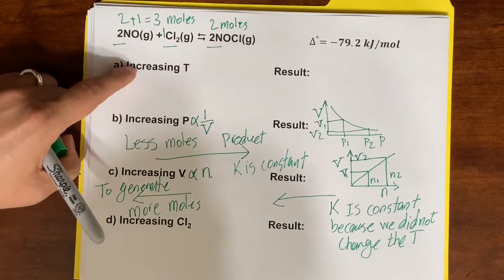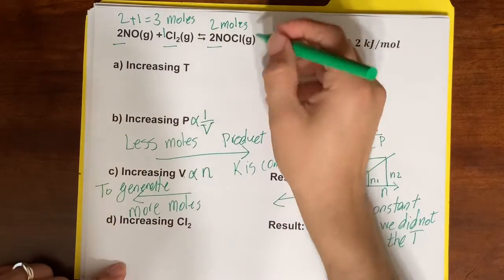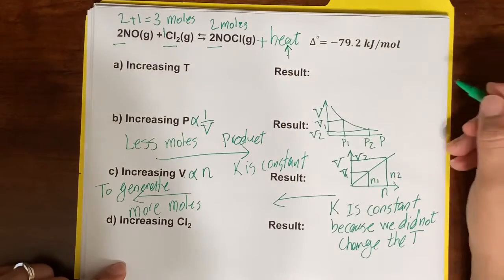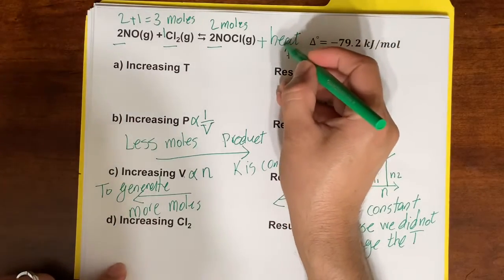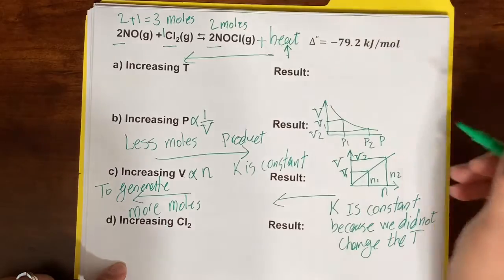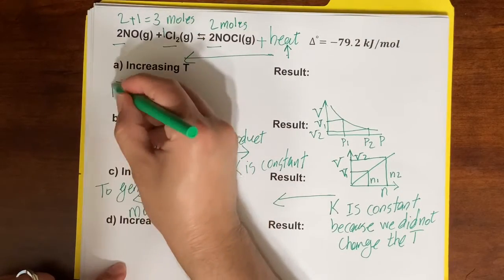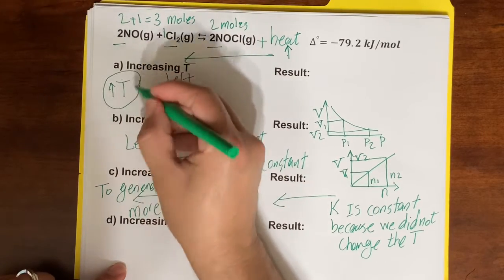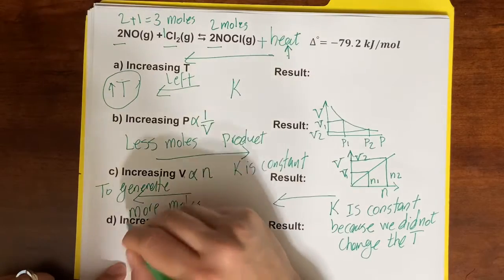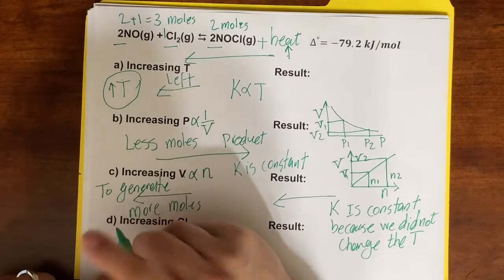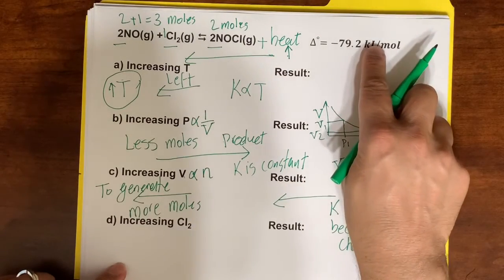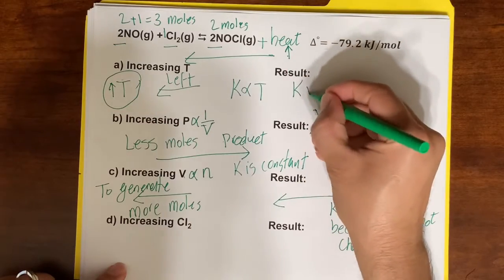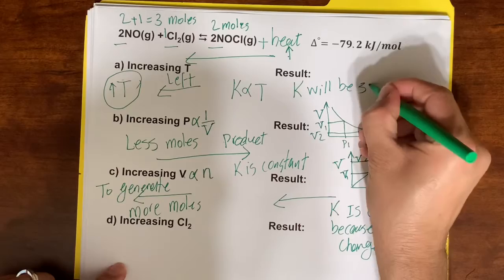I spoke about the T. This is an exothermic reaction, so you are generating heat, and if you increase the temperature, that means heat is going up. If heat is going up, you can treat this one as a product. The reaction will move to the left side. T goes up, reaction moves to the left. Because we change temperature, K will be affected. K is subject to the temperature. This is exothermic. If we move the reaction to the left, we have more reactant, so K will be smaller.